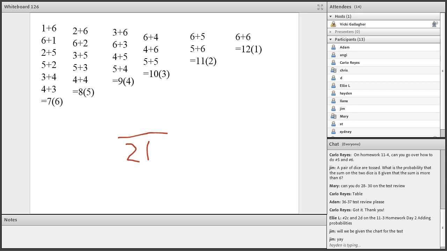So let's make sure that you understand what the final answer is. So it says, what is the probability that the sum on the 2 dice is 8? And so we discovered in making this chart that there are 5 different ways to make 8s. And so the probability is 5 over 21.